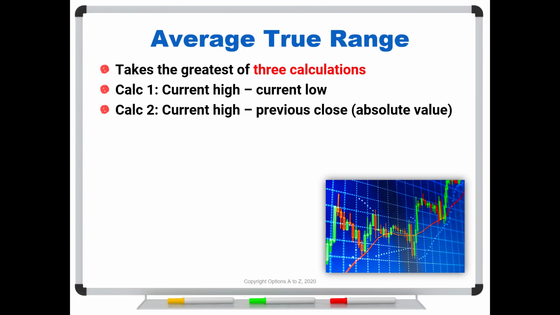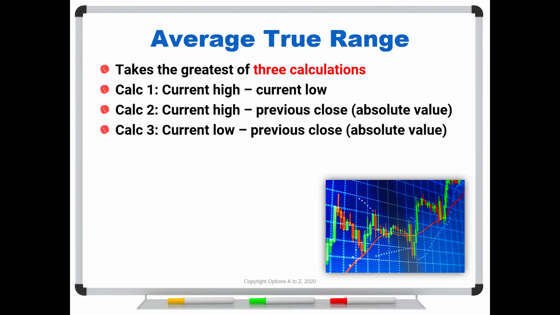Now the calculation takes what's called the absolute value, that's a mathematical term that just says, how far is it away from zero? In other words, don't worry if it's negative, we're just going to pretend it's positive. So that's going to capture any gap ups. If we have a really big gap up, we're going to say, what was the high of this day and compare it to yesterday's close. We're going to write that number down, and then we're going to look at a third calculation. We're going to take the current low from today's candle and subtract off the previous close. And again, if that comes up to be a negative number, we're going to record it as positive.